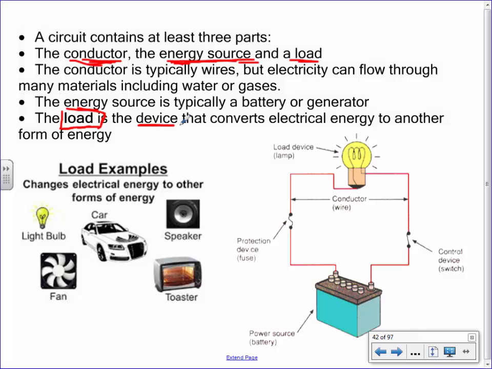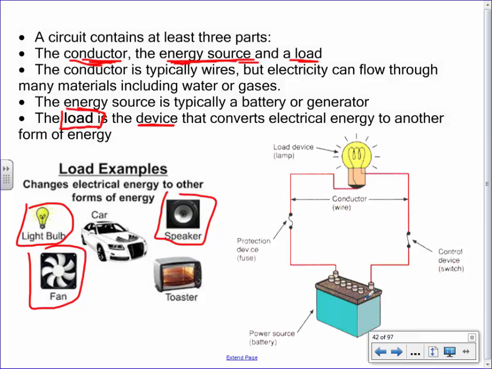Okay? A load is a device that does something with electricity. I don't know what it's going to do, but it's going to do that work. Remember how energy is the ability to do work? The load is going to accomplish something. For example, it could be a speaker. The point of a speaker is to make sound. Or it could be a light bulb. The point of a light bulb is to make light. Or it could be a fan. The point of a fan is to create mechanical energy and create motion. So a load can be anything. A load is just whatever you do with your device.